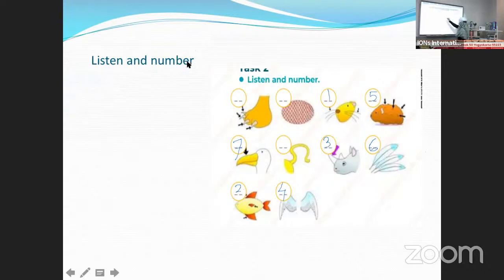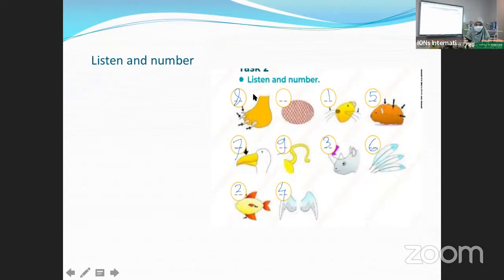Number eight. So we have two left, this one and this one. Can hear again. Nine, tail. Tail, it's very easy, miss. Tail, this one is a tail. So the answer of number nine is tail.